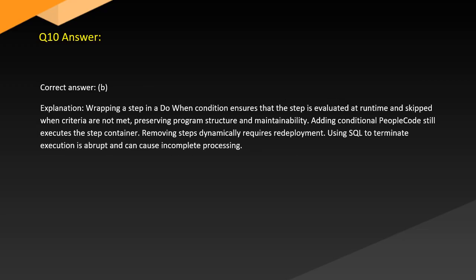Answer. Correct answer, B. Explanation. Wrapping a step in a Do When condition ensures that the step is evaluated at runtime and skipped when criteria are not met, preserving program structure and maintainability. Adding conditional PeopleCode still executes the step container. Removing steps dynamically requires redeployment. Using SQL to terminate execution is abrupt and can cause incomplete processing.